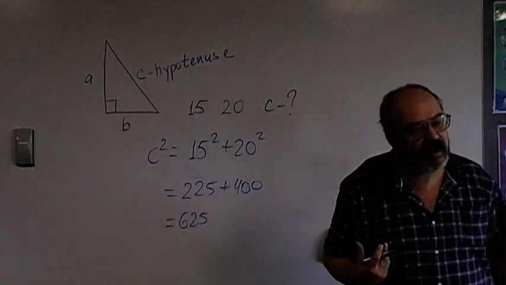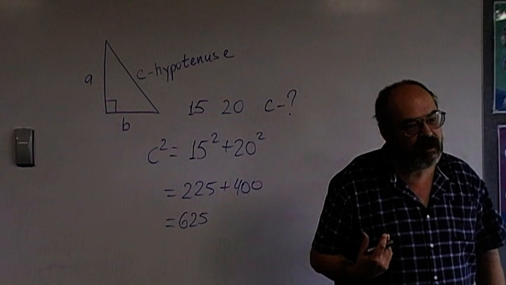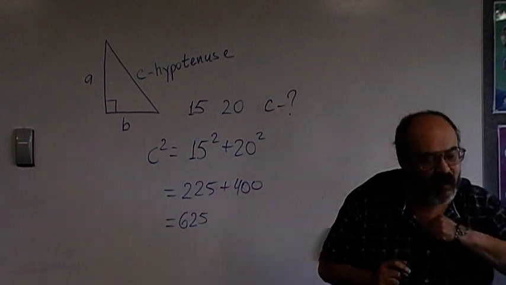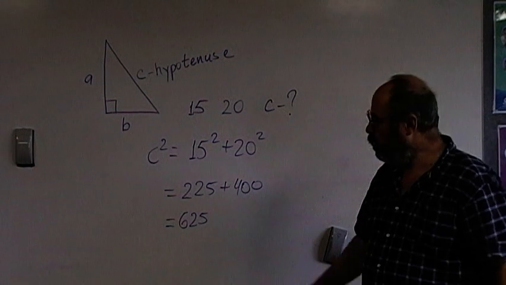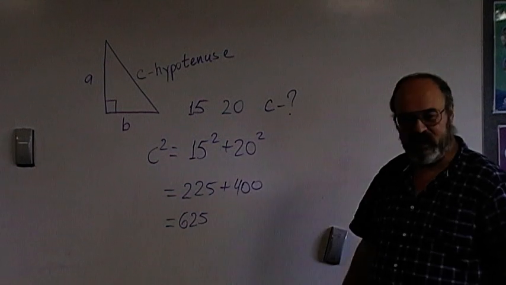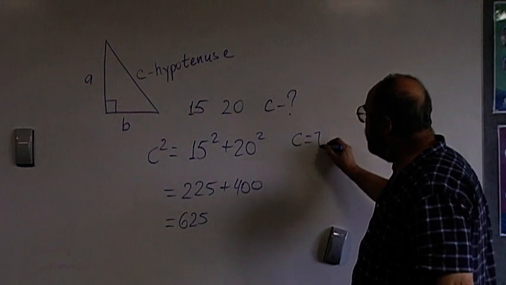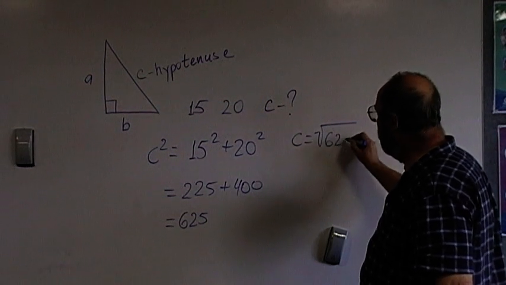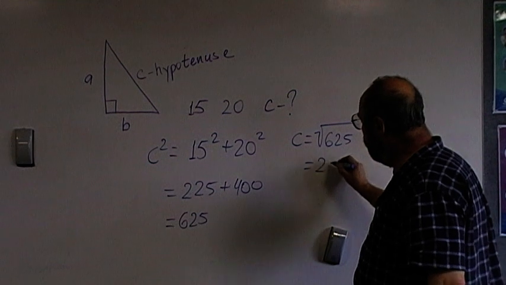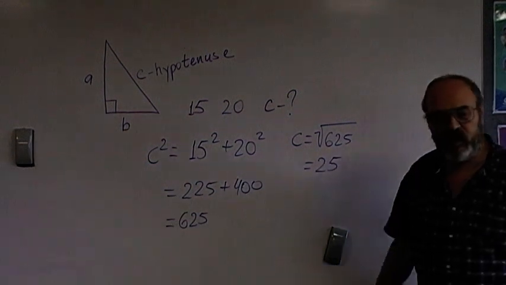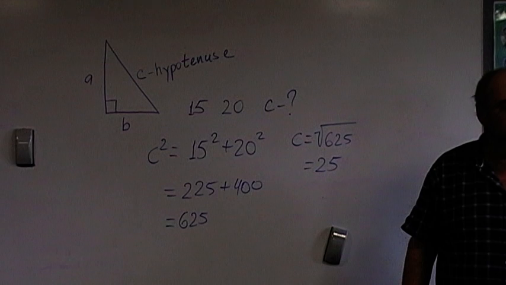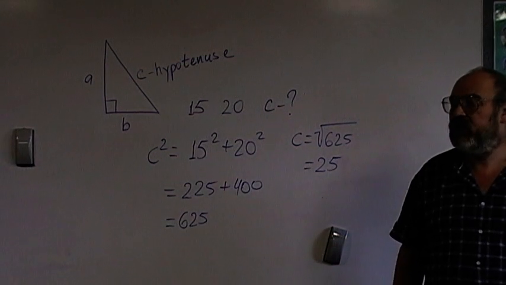Have you found the length of the longest side? Not yet, we have found the square. You have to take the square root. 20 squared is 400. So we need to take the square root: c will be equal to the square root of 625, and will be equal to 25. So the longest side is 25.